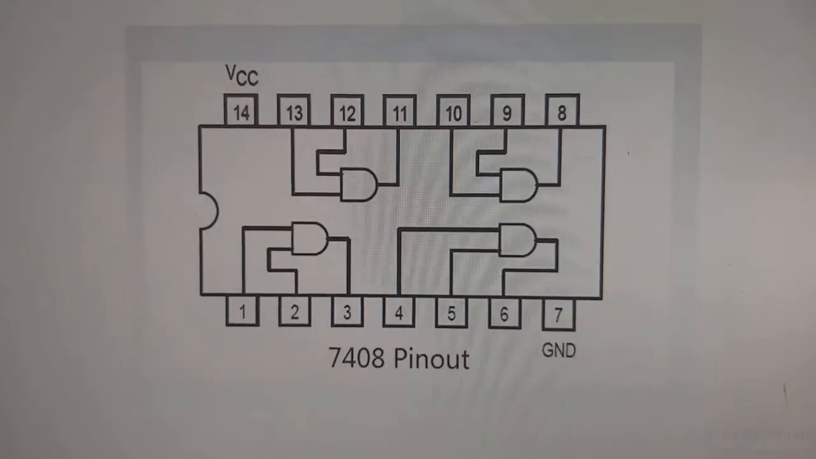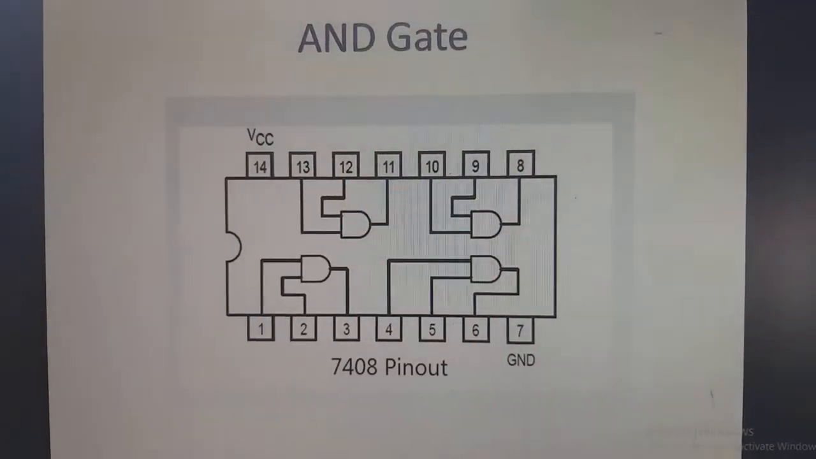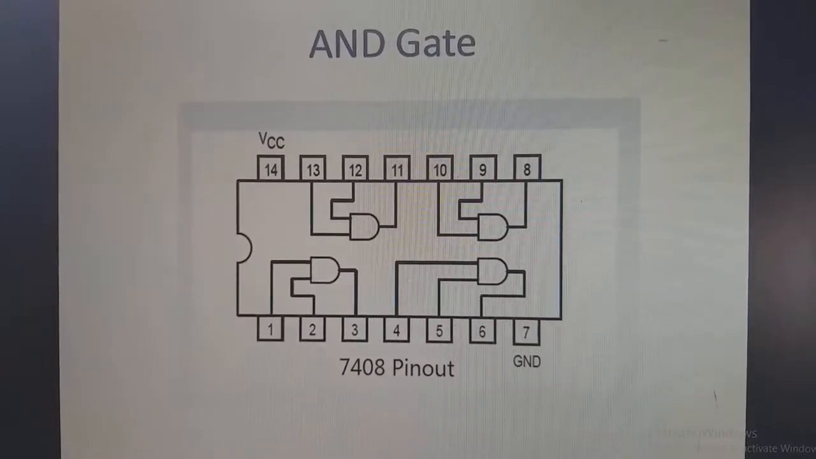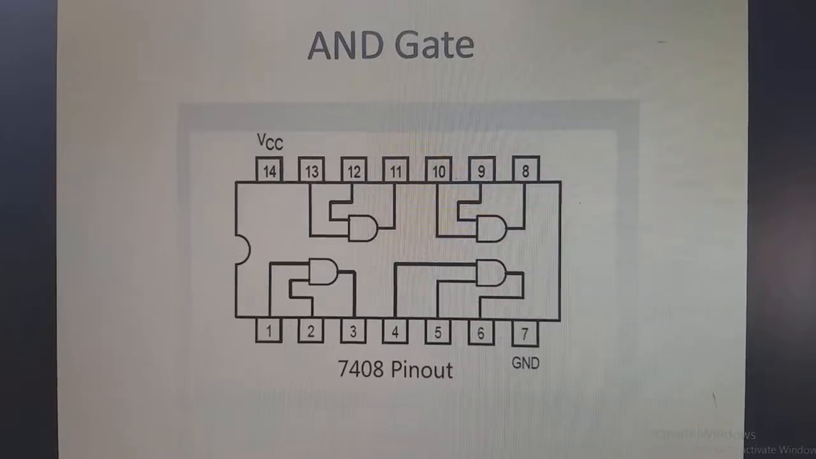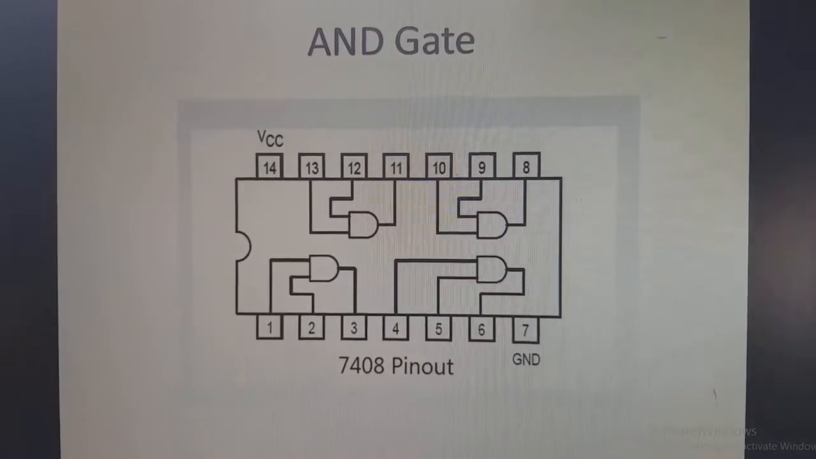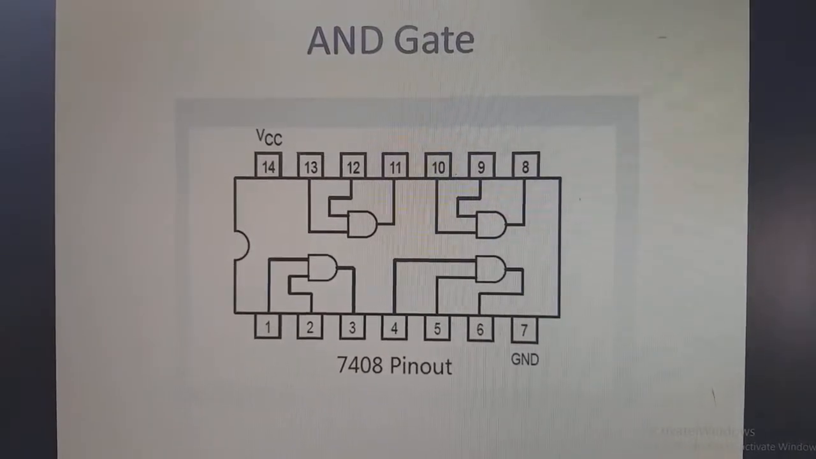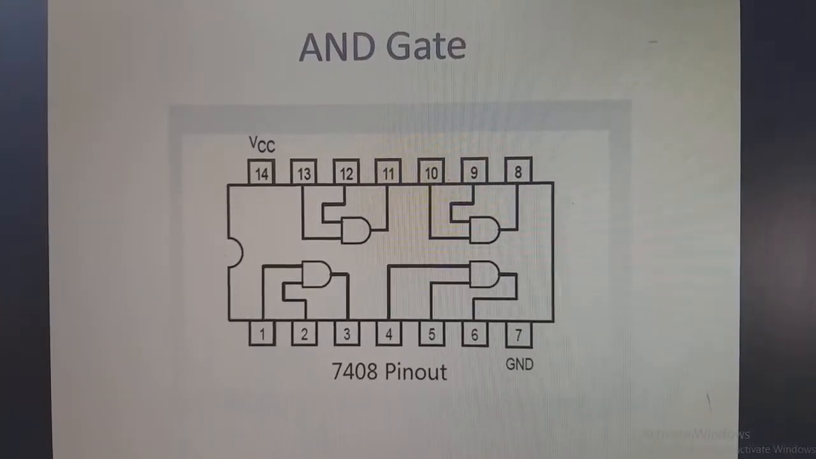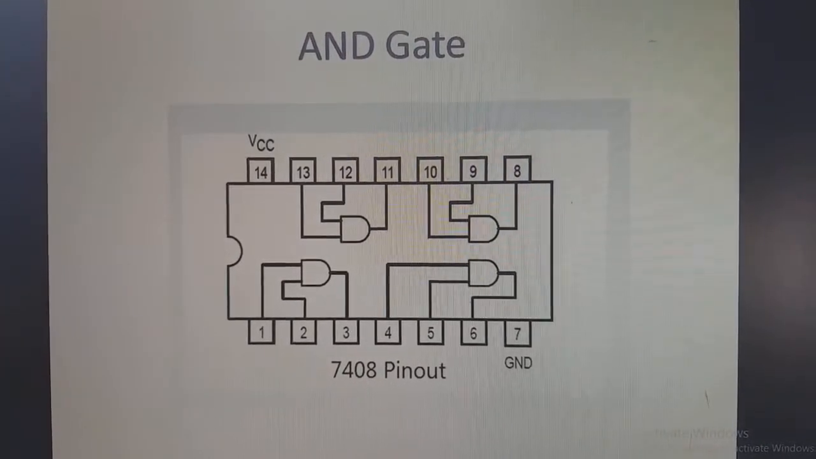So the next gate is the AND gate. The AND gate will have 2 inputs and 1 output, as we already did in the theory class. This goes with the pin diagram. The IC number is 7408. Please remember the IC number, it is 7408. This is also a 14 pin IC.